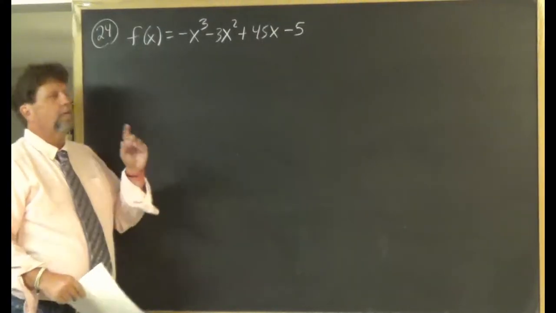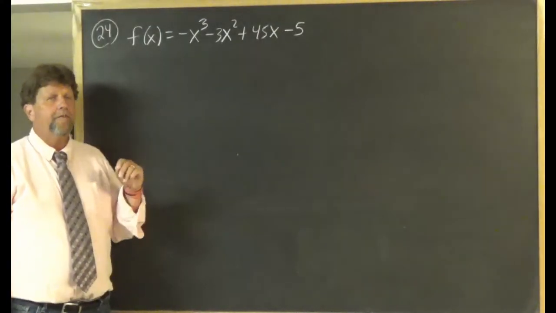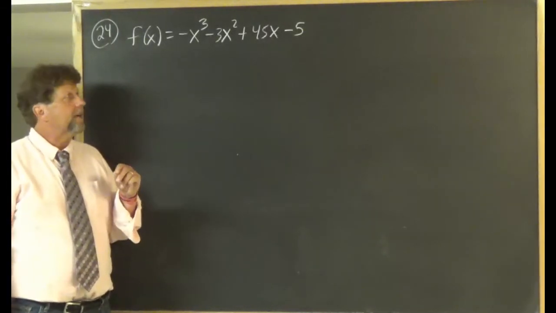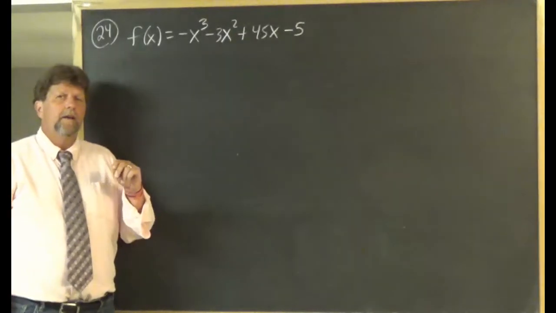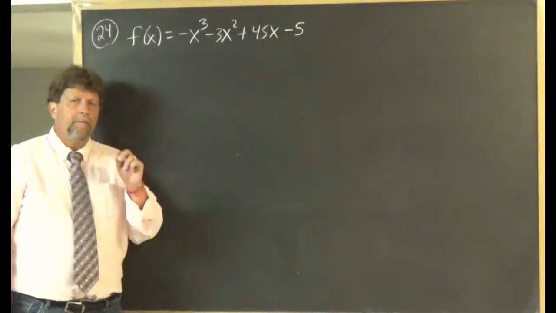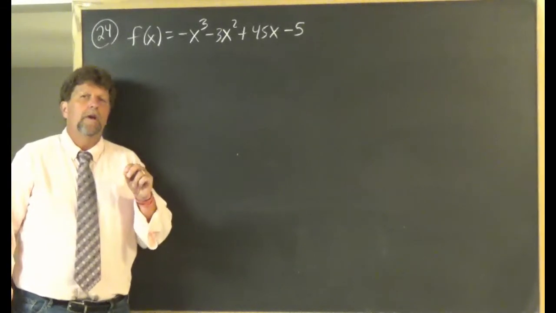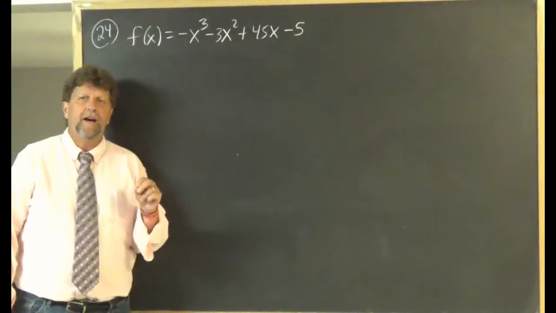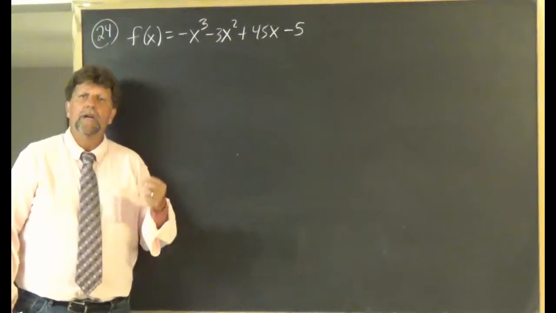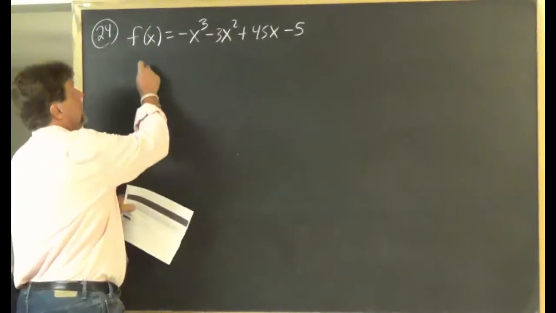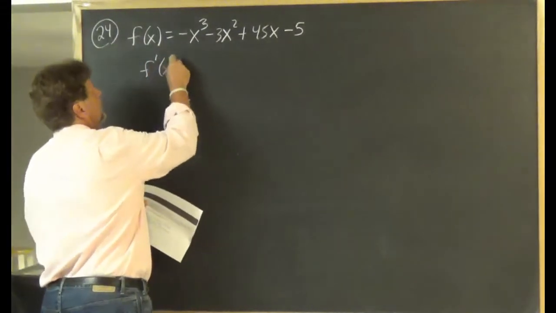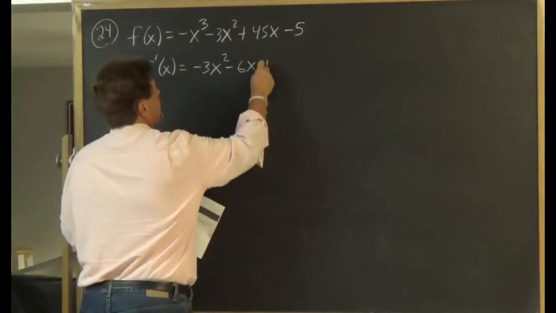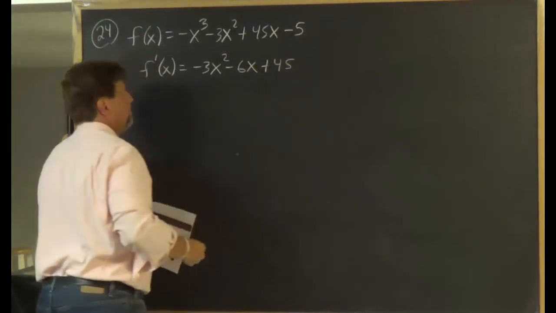All right, folks, at number 24, you were asked to find the critical values for the function f of x equals -x cubed minus 3x squared plus 45x minus 5. Remember, critical values occur where the derivative equals 0 or where the derivative is undefined. So the first thing we need to do is get the derivative. So the derivative is -3x squared minus 6x plus 45.